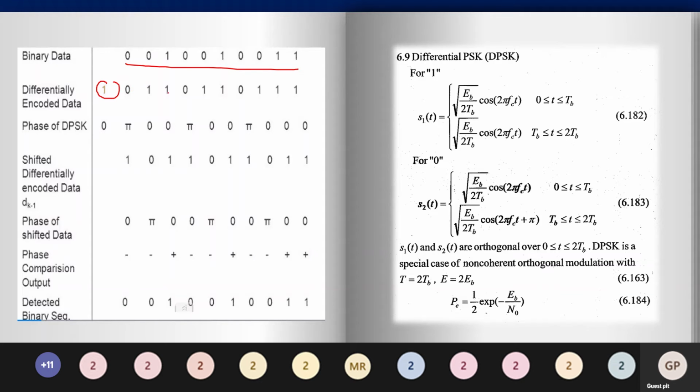As the result you can get the phase of DPSK, and once you got it, you have to delay it, and the delayed data also you have to write in terms of phase, and to get the final DPSK output you have to XOR this data and this data. Here they have performed the operation, not XOR, they have taken XNOR. So it is also very important in the question.